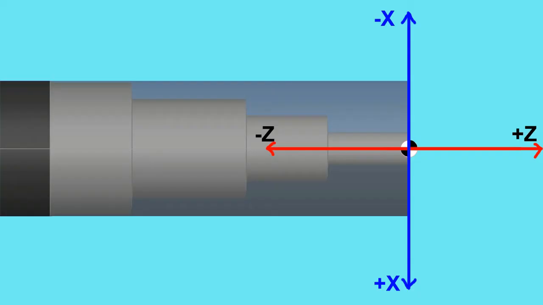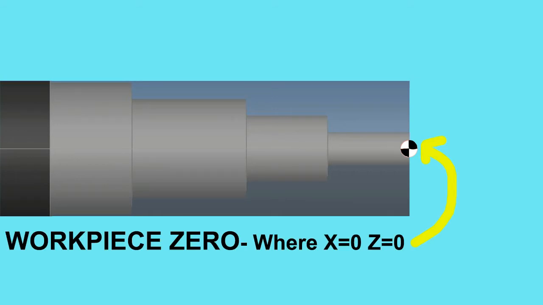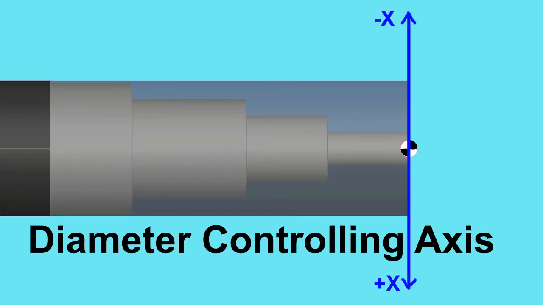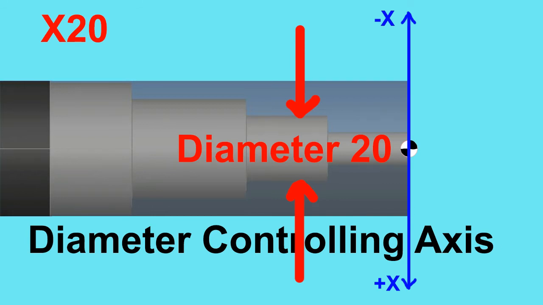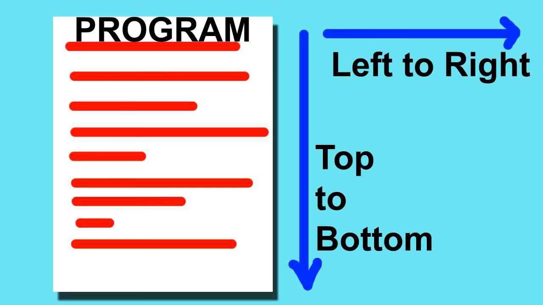Note that in CNC turning, the tool moves in only two axes, X-axis in this way and Z-axis in this way. So we have to write our program with respect to this XZ plane. Here X is the diameter controlling axis and Z is the length controlling axis of the workpiece. So when we write X20, this means 20 mm diameter. I repeat, diameter. This doesn't mean radius value. And also CNC programs are written and read like books, left to right and top to bottom.